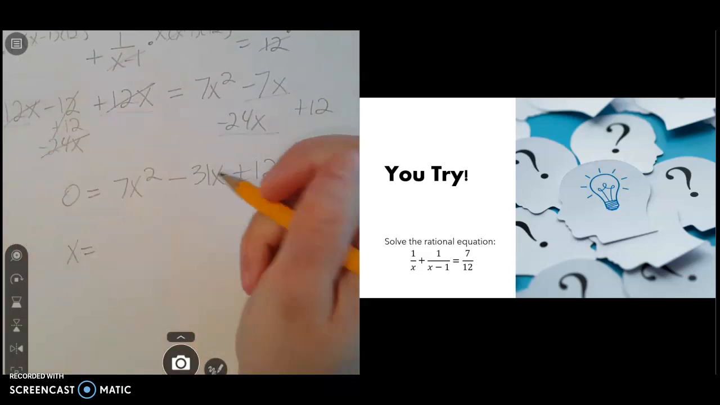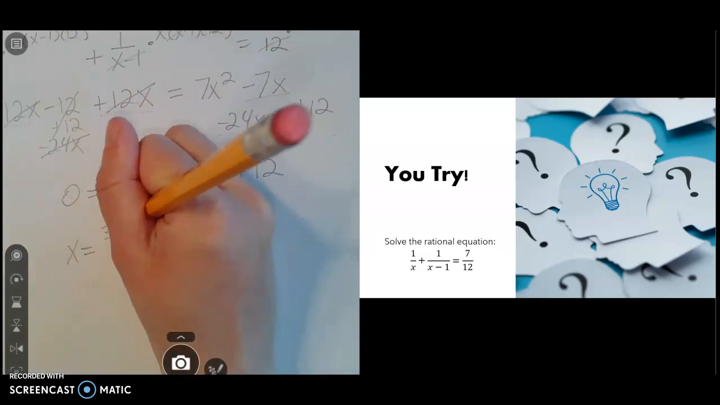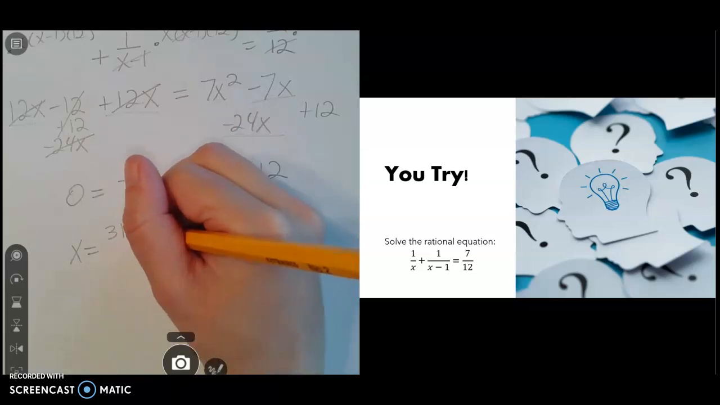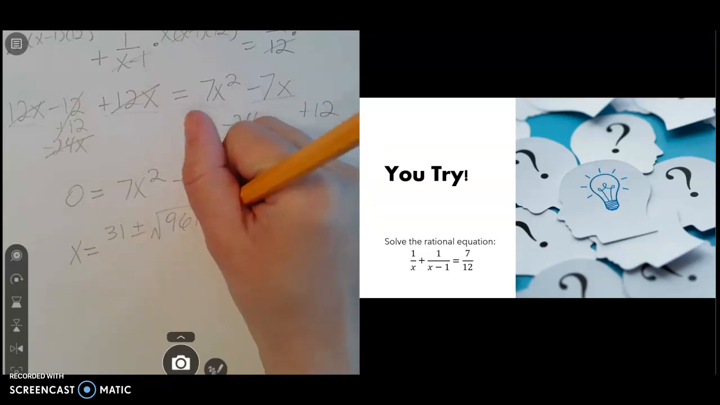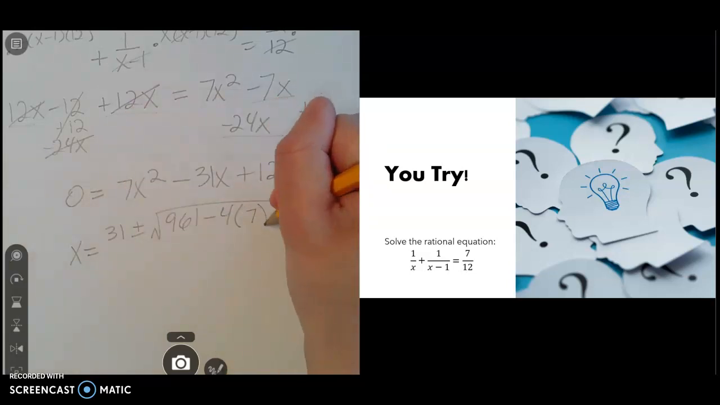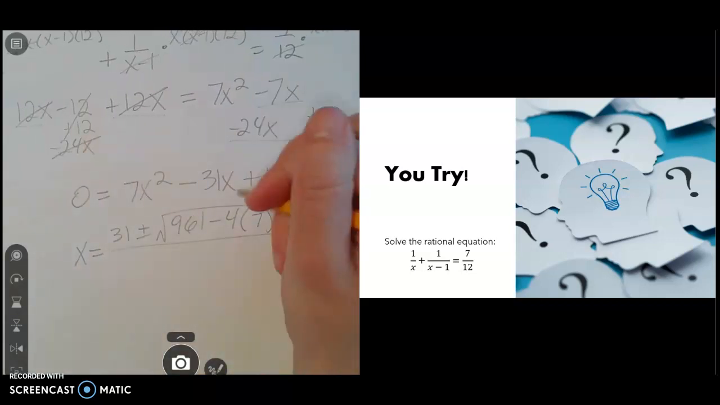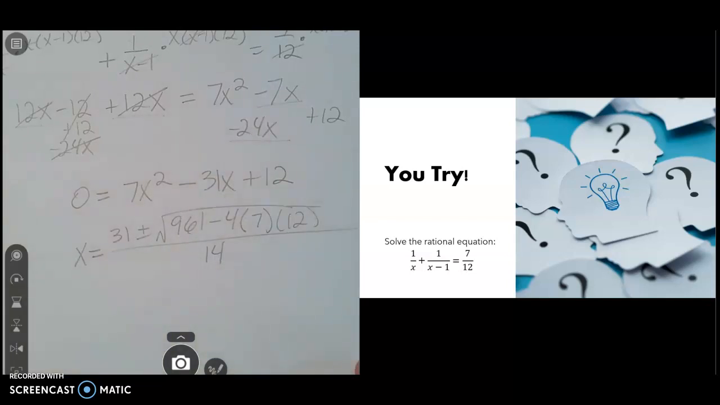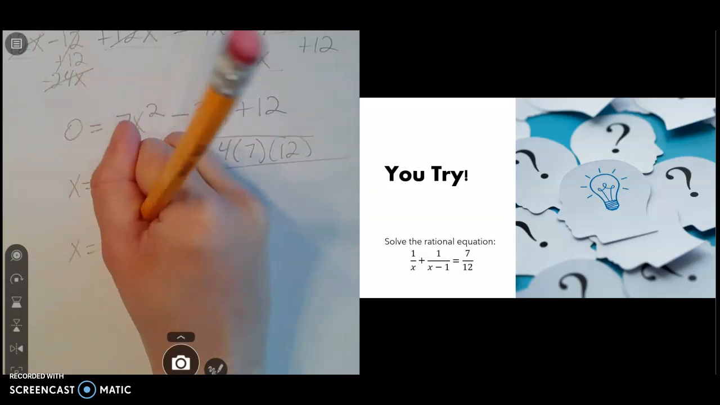x equals the opposite of b. So the opposite of negative 31 is positive 31, plus or minus the square root. I've got b squared, so 31 squared is 961. I'm going to do minus 4 times my a value, which is 7, times my c value, which is 12. All over 2a, so 2 times 7 is 14. All right, let's keep going. Let's simplify this nicely. So 31 plus or minus.